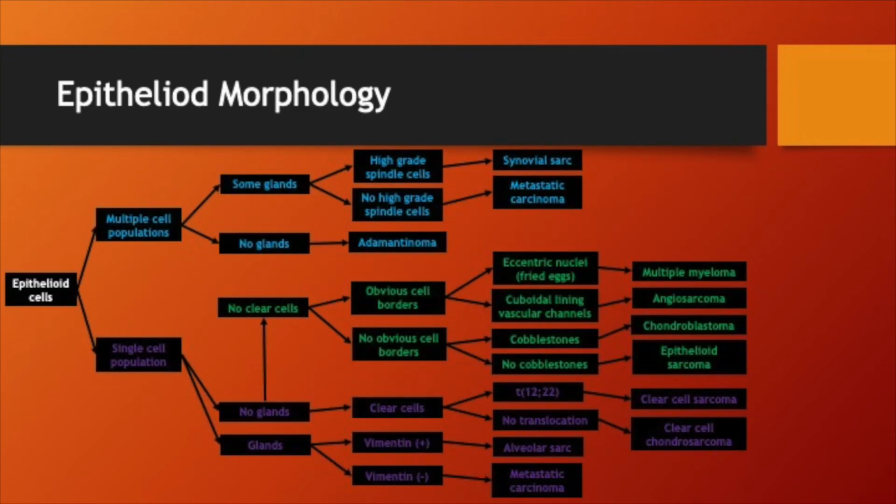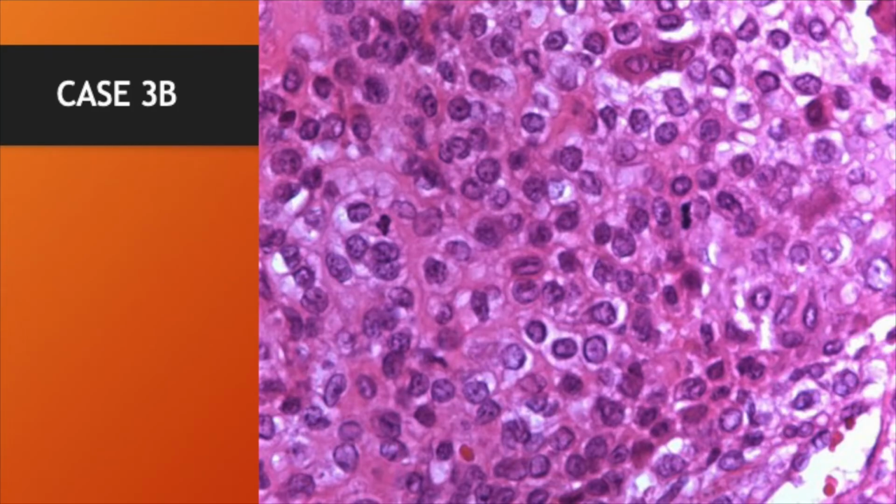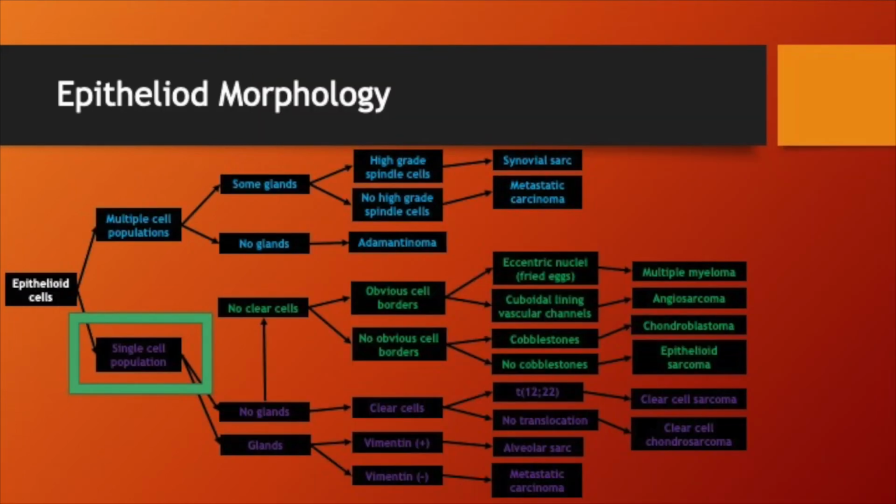So the first thing we need to ask is, are there multiple cell populations or a single cell population? When you look at this, okay, maybe there's a mitotic figure there in the middle towards the right side, but really it's one cell population. All of these nuclei look very similar, similar size, similar shape, similar density. So this is a single cell population. So we're now going to go down that algorithm.